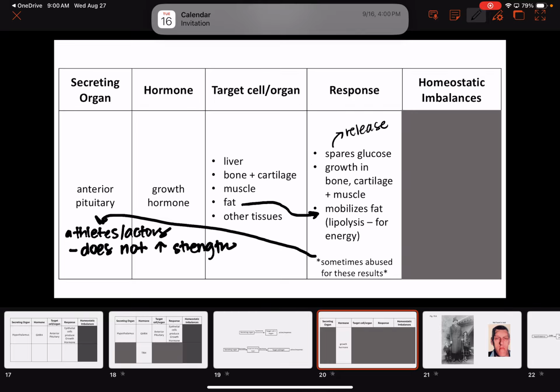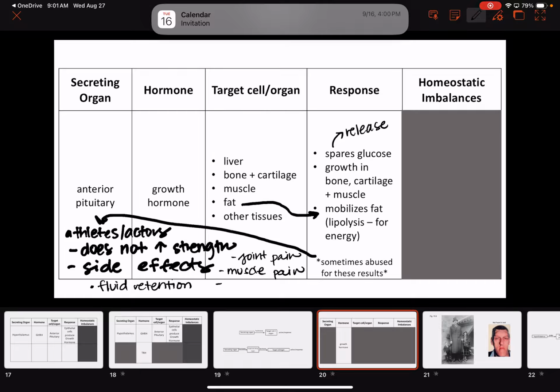The side effects of that, though, include fluid retention, also joint pain because of the unexpected growth in bone and cartilage. You'll also experience muscle pain for the same reason. Things are growing when they're not meant to grow, when you're actually, as an adult, done growing.